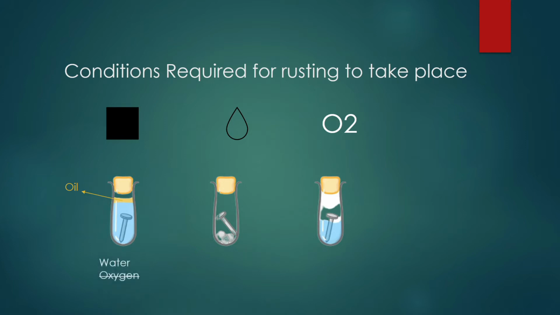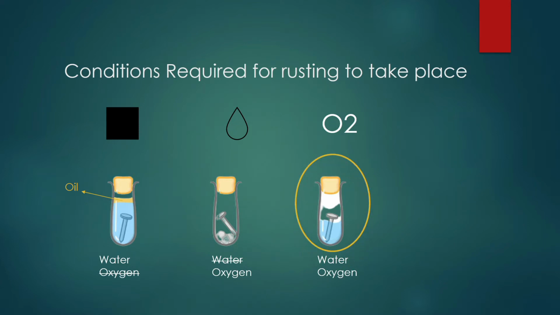The first test tube then has water but no oxygen. However, the second test tube has the same condition, except that the water has been drained, which means that there is oxygen but no water. The third test tube is filled with water and oxygen. So, which nail is going to rust? Yes, it's the third, as rust will only happen if the conditions of water and oxygen are both present.